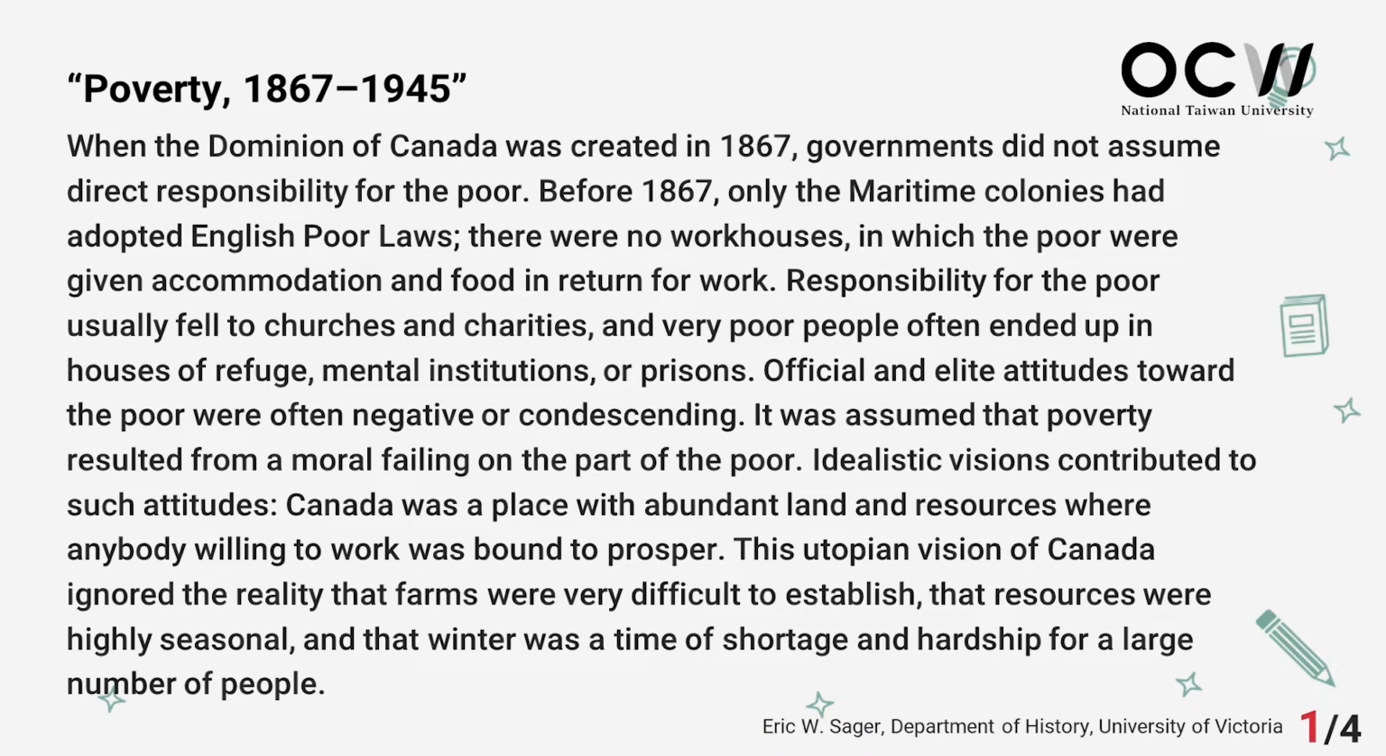So going back to the first paragraph, I've highlighted some important information for you. The first one is that the government did not assume direct responsibility for the poor. And then the keyword responsibility is mentioned again in the 5th line, saying that this responsibility fell to churches and charities. So there is a repetition of the keyword responsibility. Then it further illustrated the attitude of officials and elites. And then it talked about the utopian vision and the reality behind that. All these are actually different perspectives of how people view poverty.